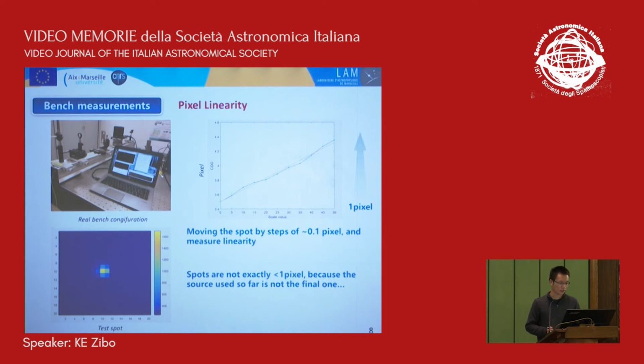So we configure the initial system like this, and at first we measured the pixel linearity. We moved the spot by steps of 0.1 pixel within the range of 1 pixel. We can acquire a good linearity of this camera. But now we just acquire the spot like this. It's not exactly less than 1 pixel because the source used so far is not the final one.